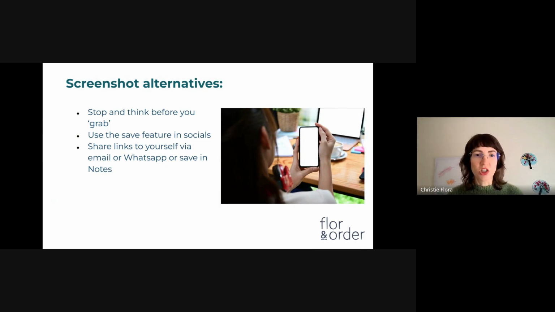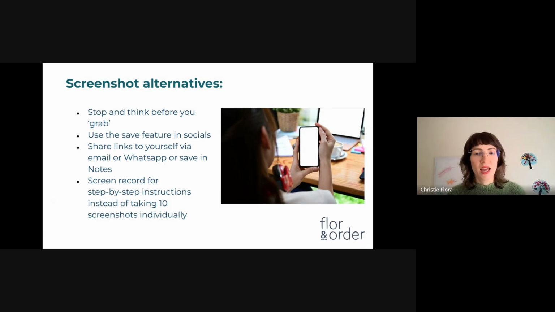Another alternative is to share links to yourself through email or WhatsApp, or save it in your notes, rather than screenshotting, so then you have some links that you can action. And screen record for step-by-step instructions. Instead of taking 10 screenshots individually, can you send someone a video? Will that be a more streamlined, efficient process? So those are some alternatives going forward for you to think about rather than building this collection of screenshots up again.